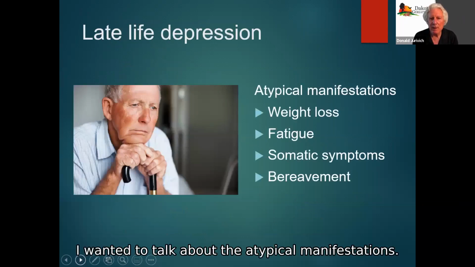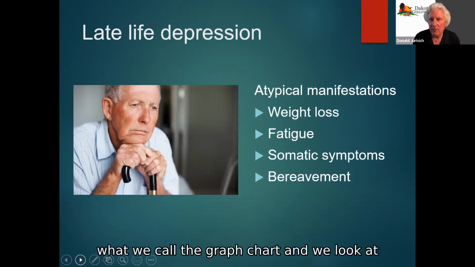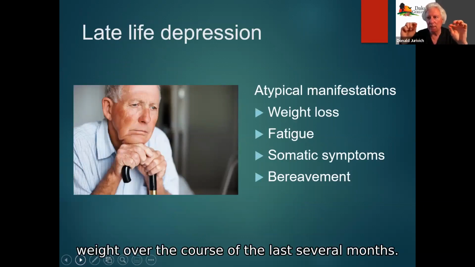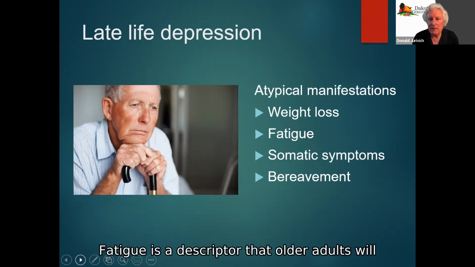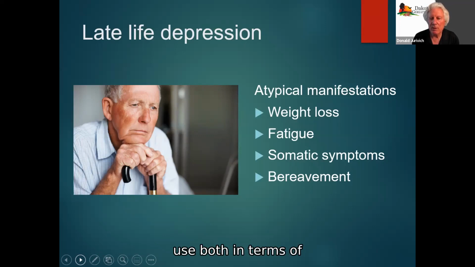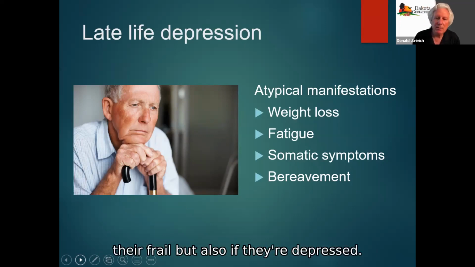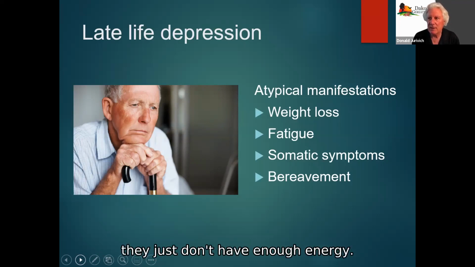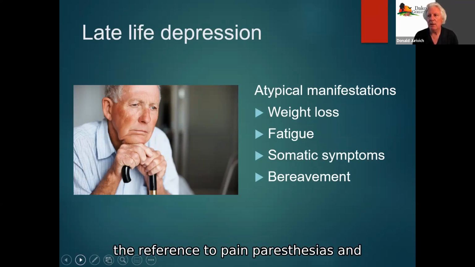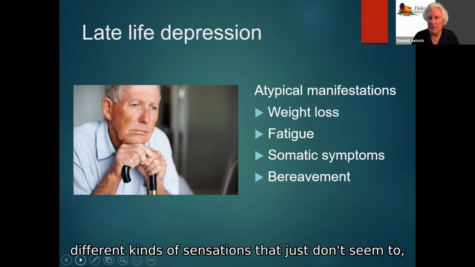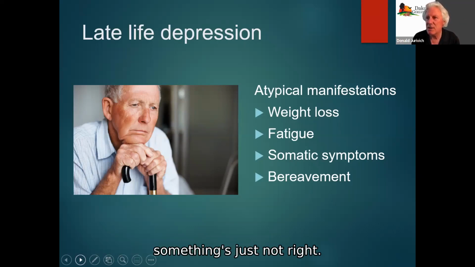So late life depression, I want to talk about the atypical manifestations. I always check what we call the graph chart, and we look at weight over the course of the last several months, trying to identify unintentional weight loss. Fatigue is a descriptor that older adults will use both if they're frail, but also if they're depressed. And of course, medication side effects, they just don't have enough energy. I mentioned the somatic symptomatology, the reference to pain, paresthesias, and different kinds of sensations where something's just not right.